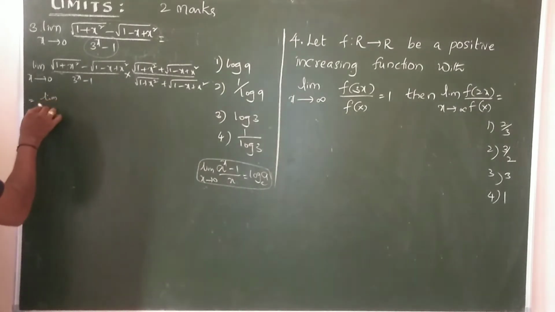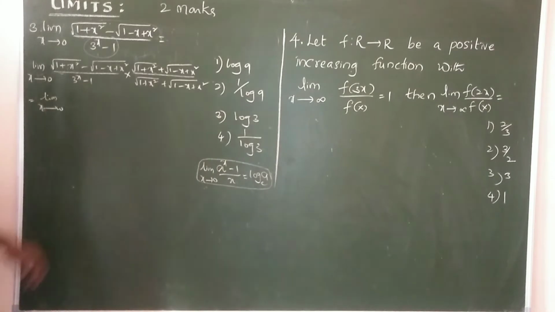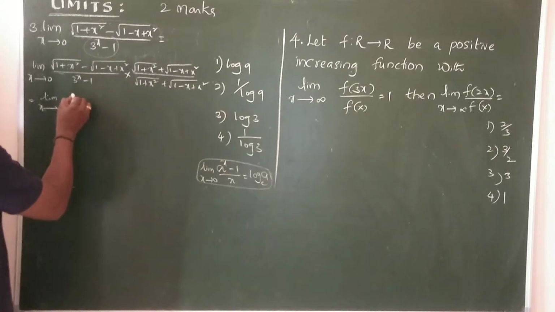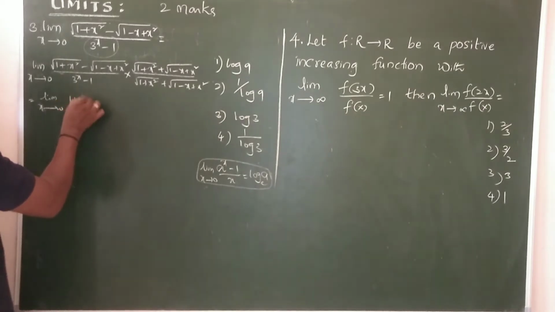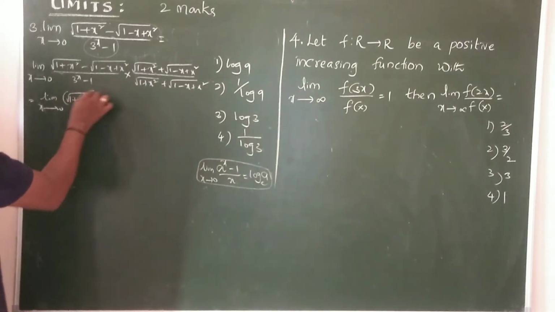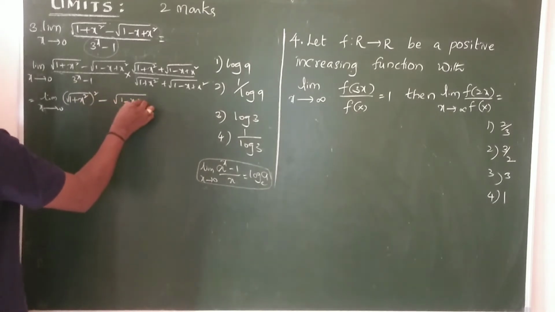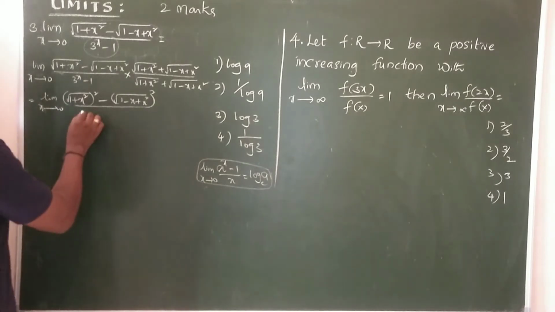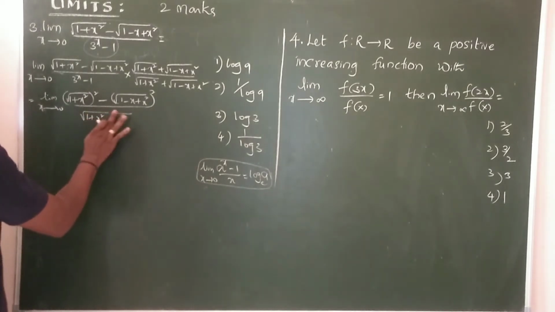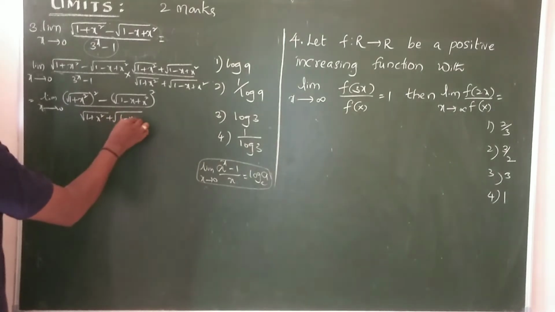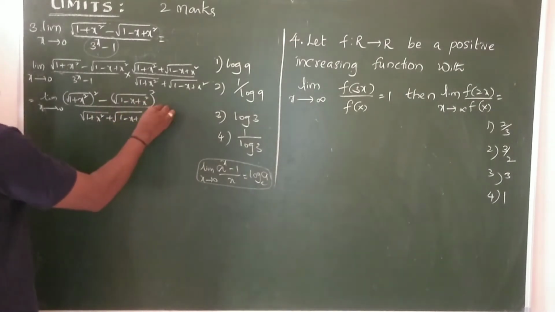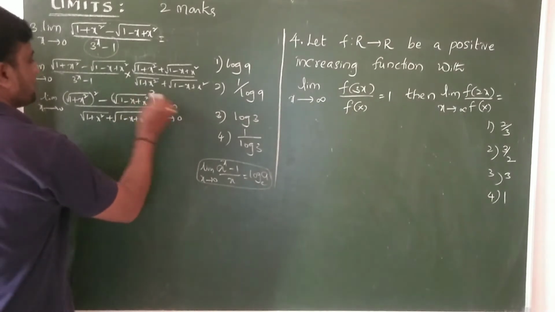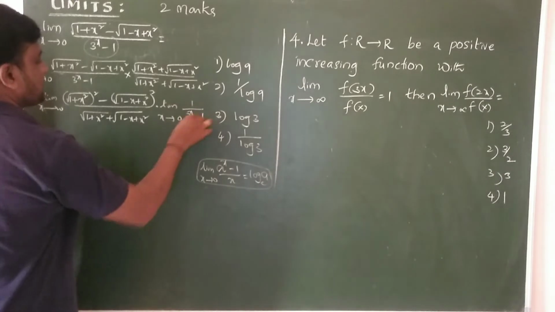Limit x tends to 0. Here we have (a − b)(a + b), which is a² − b², and also the factor √(1+x²) + √(1−x+x²). Now the remaining part is the limit as x tends to 0 of 1 by (3^x − 1).